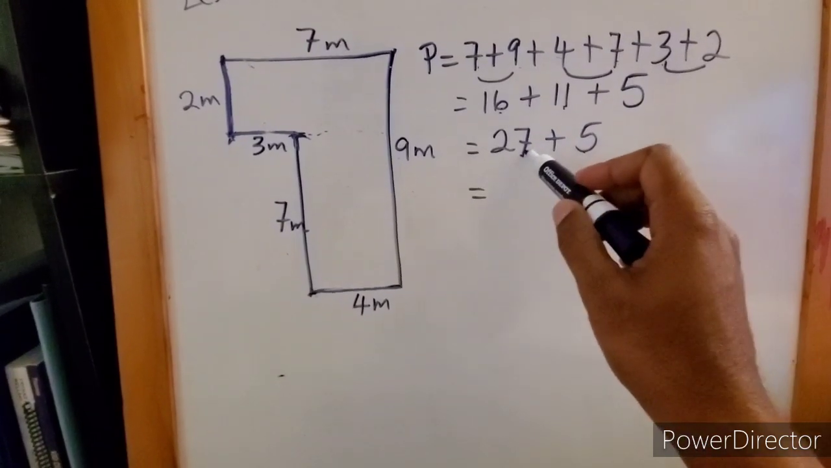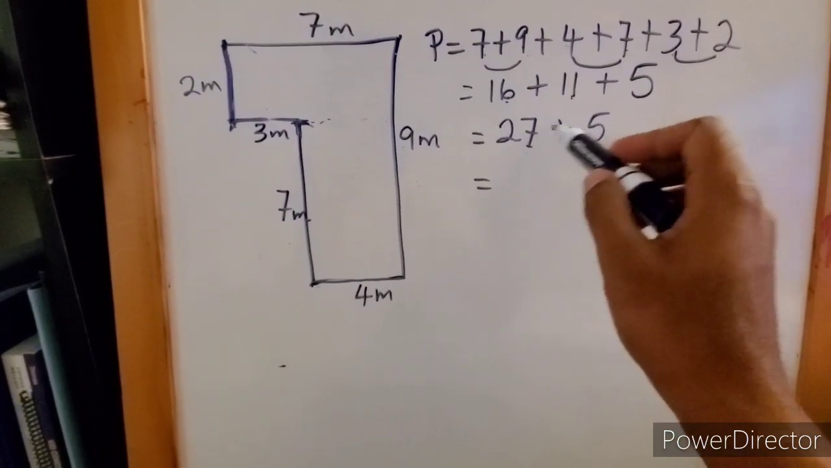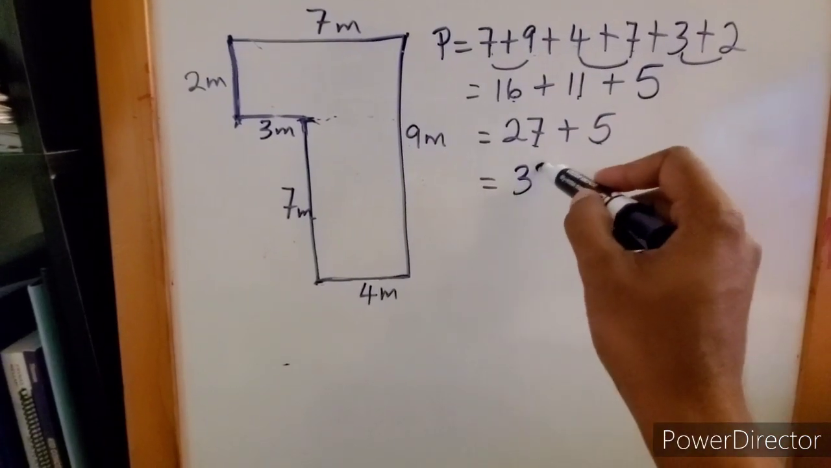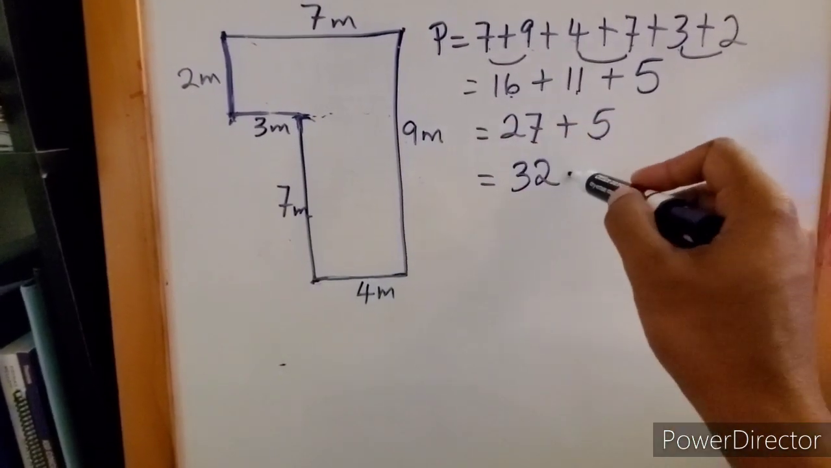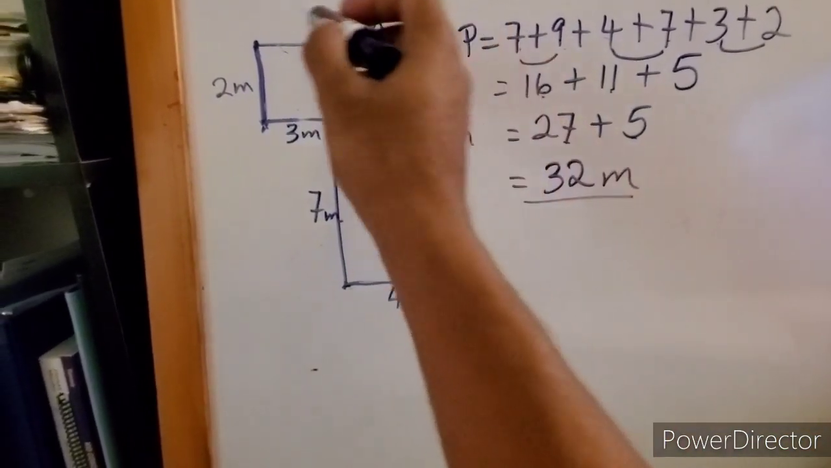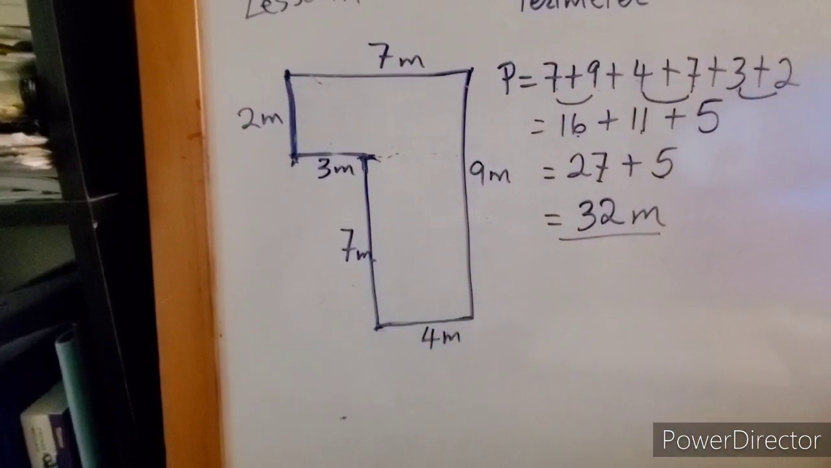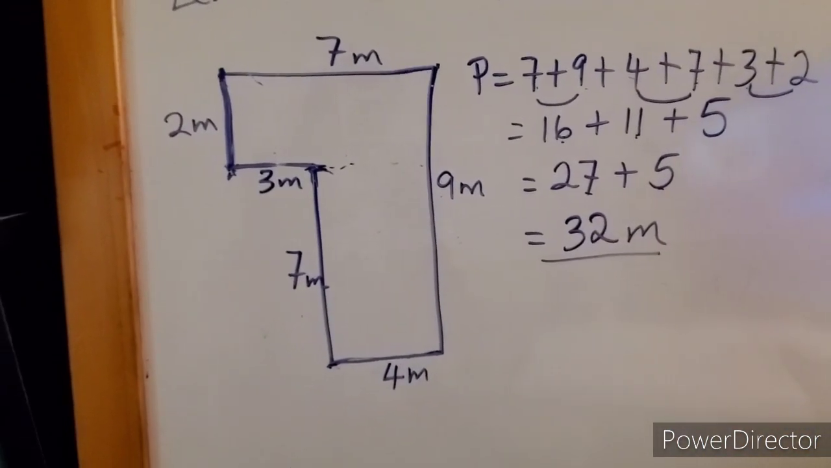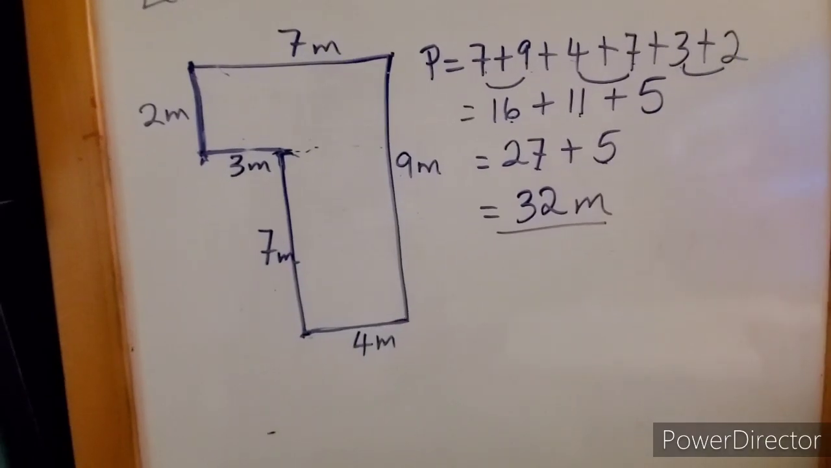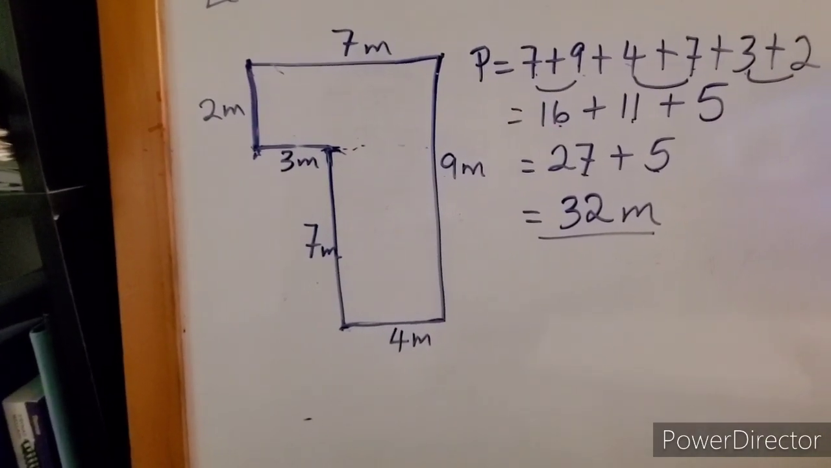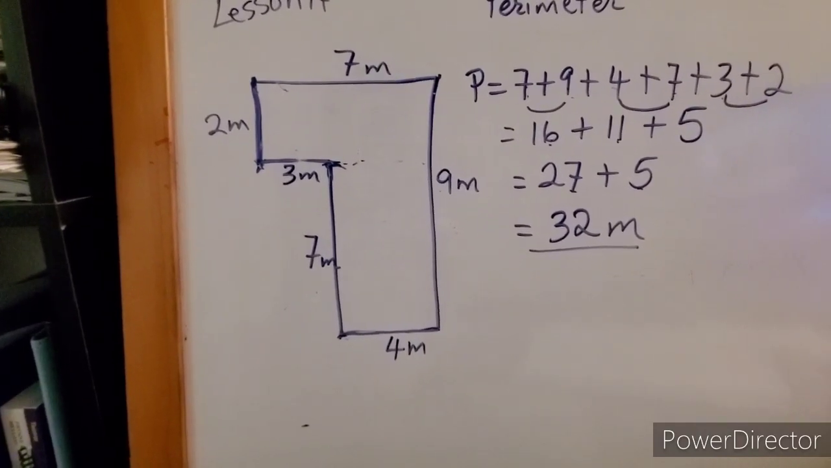Take out 3 out of that, you get 30. So 27 plus 3 is 30. You have 2 left over, so it's 32, and the unit is meters. So it's 32 meters for the distance around this object, or the perimeter. The perimeter for it is 32. Okay, I will show you some now that you will pause the video to find the perimeter of these.